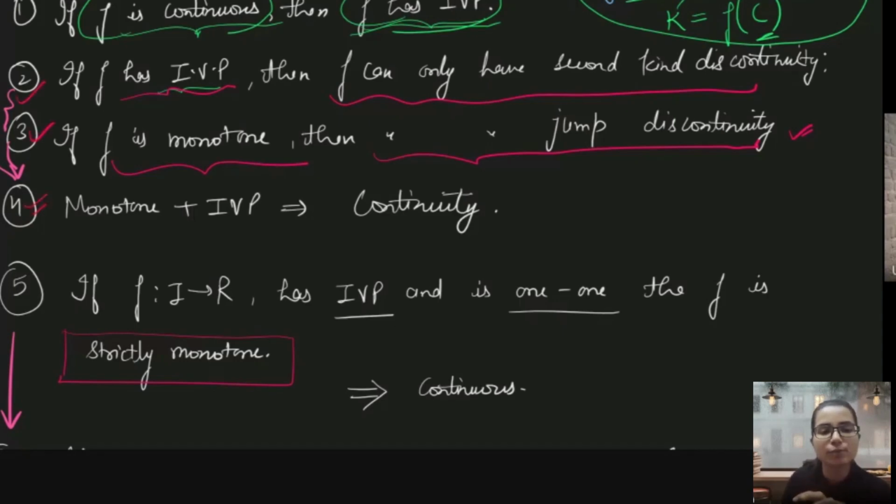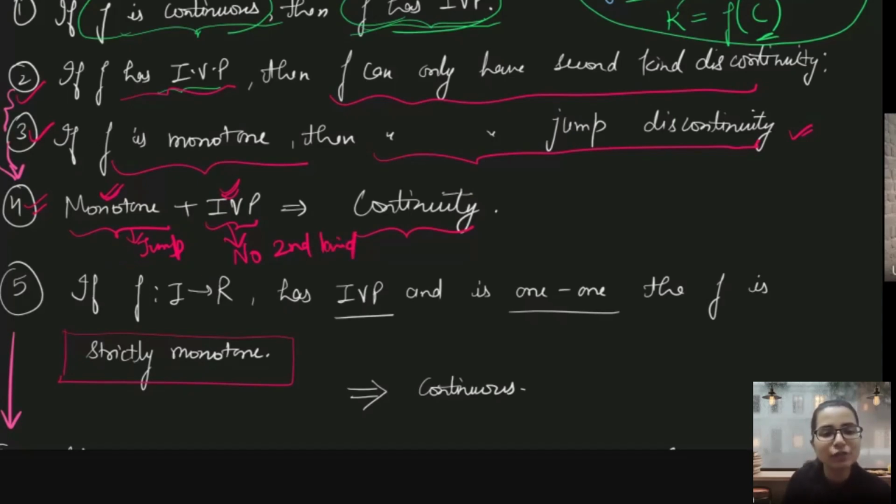Now the fourth one is monotone and IVP. If a function satisfies monotonicity and IVP, the intermediate value property, then that function can be called continuous. If a function is monotone and it satisfies IVP, then it is continuous. Why? Because if a function is monotone, it will not have jump discontinuity, and if a function satisfies IVP, it will not have second kind discontinuity. So no possibility of discontinuity.